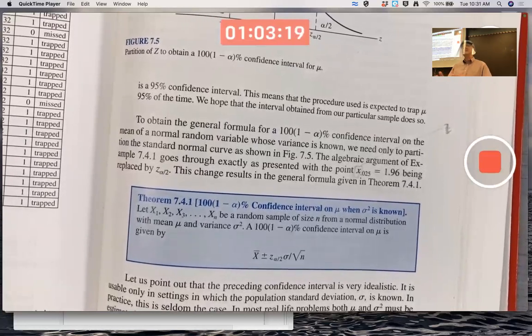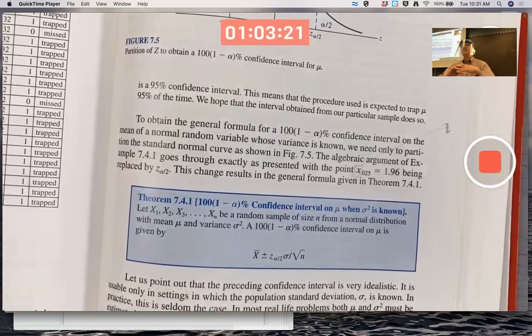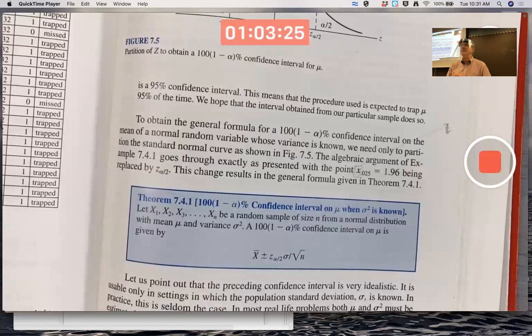Technically speaking, when you say something has a probability, you're talking about before you do something. You could say there's a 95% chance that the interval I'm about to compute will contain mu. But once you've done it, all the randomness is gone. So technically speaking, it's not probability anymore. So you use a different word, confidence level.